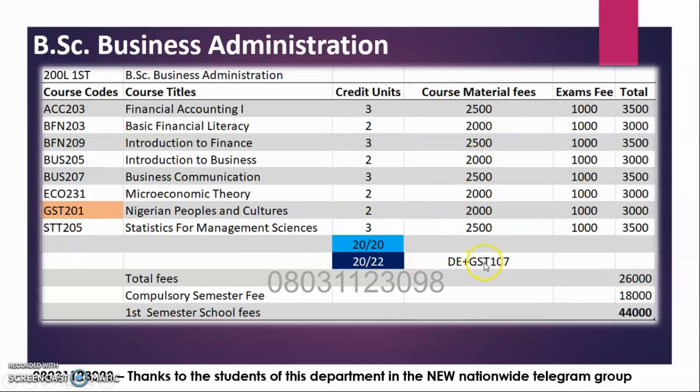The direct entry students will have to add GST 107 from 100 level. That's the only course they will pick from 100 level. And this is an error, it's supposed to be 22 to 22 for adding 107. So if you added it, you will be adding 3,000 to this total amount, making it 47. If you didn't add it, then you will be paying 44,000.